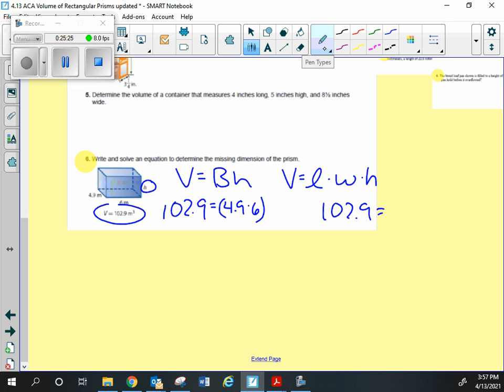And then the height. Do I know the height? No, so that would stay H. Over here, again, the same thing. The length and the width, I know, 4.9 times 9.6. I just don't know that height. To solve, what would I need to do before I get H by itself?